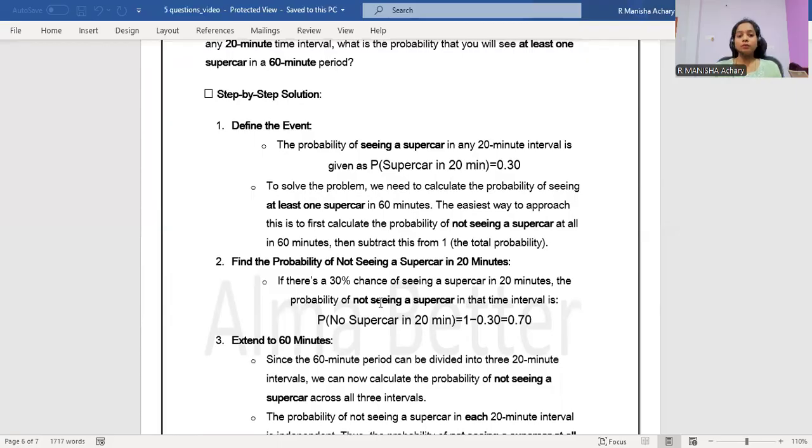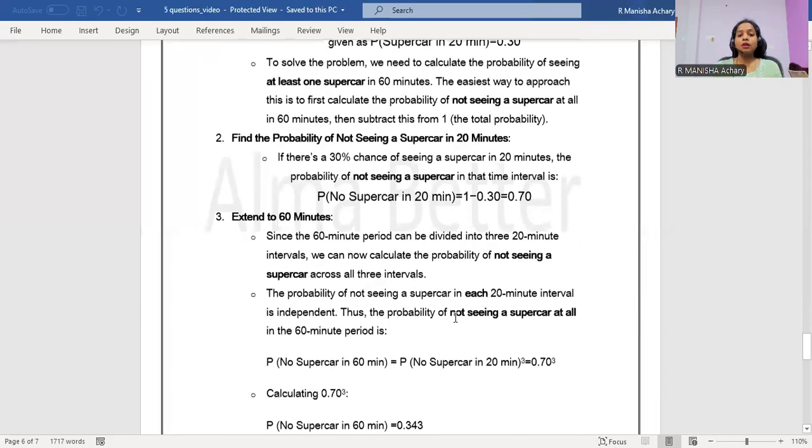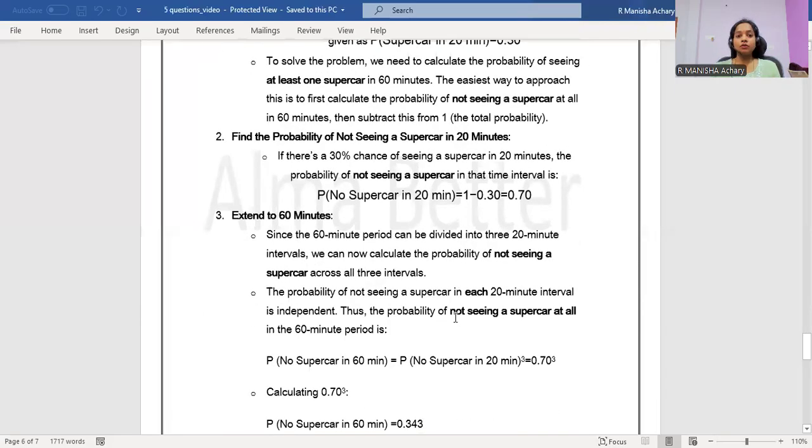To solve the problem, we need to calculate the probability of seeing at least one supercar in 60 minutes. We need to follow the next steps. Find the probability of not seeing a supercar in 20 minutes. Seeing a supercar in 20 minutes is 0.3. Not seeing a supercar in 20 minutes is 1 minus 0.3, which is 0.70.